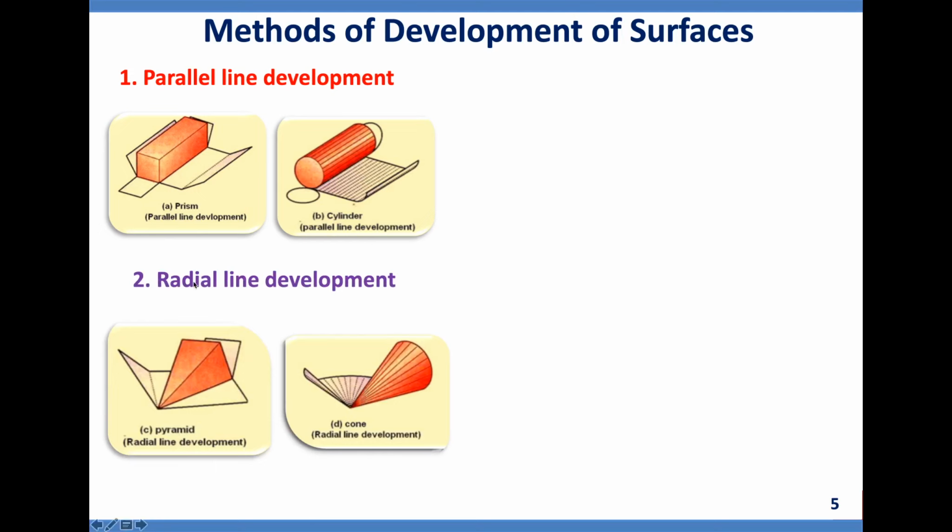Second one, radial line development. For pyramid and cone, we adopt this method. Here I have got a square pyramid. When you do the development for the lateral surface of this pyramid, then all the lines will be radial lines. Hence it is called radial line development. Same for a cone. All the generating lines are radial to each other.